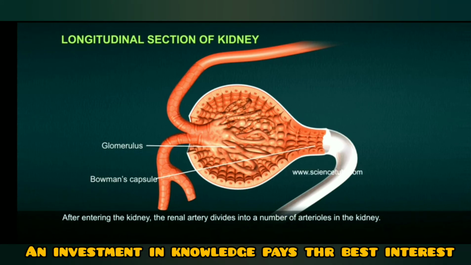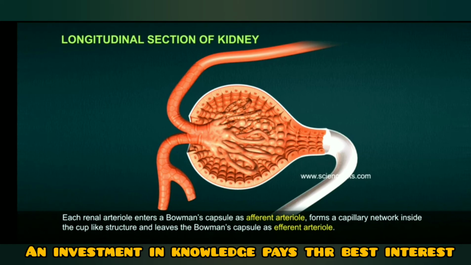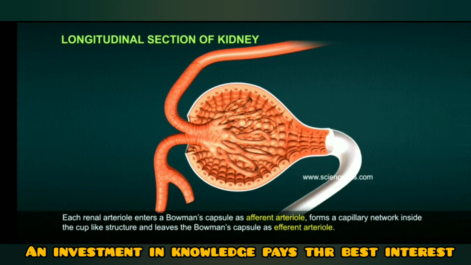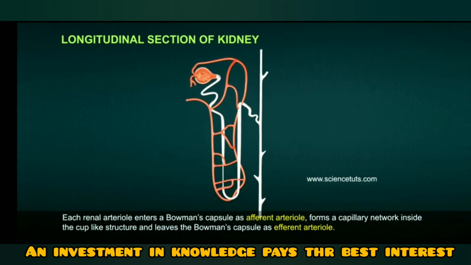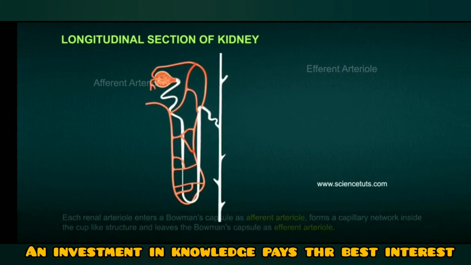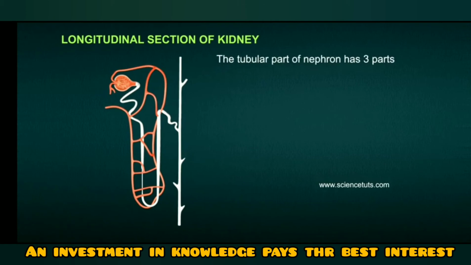After entering the kidney, the renal artery divides into a number of arterioles in the kidney. Each renal arteriole enters a Bowman's capsule as afferent arteriole, forms a capillary network inside the cup-like structure, and leaves the Bowman's capsule as efferent arteriole. The tubular part of the nephron has three parts.